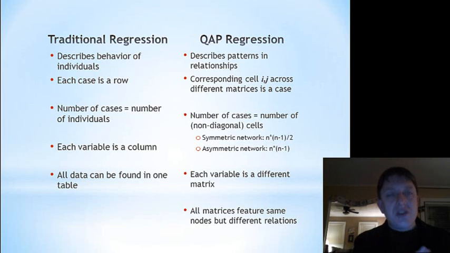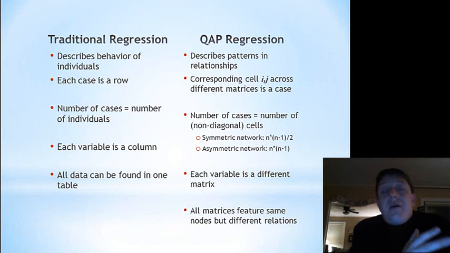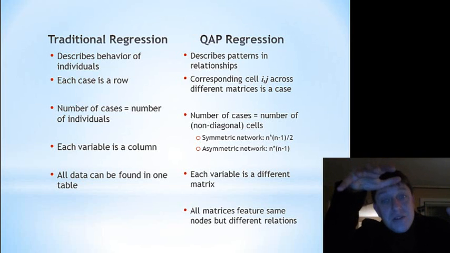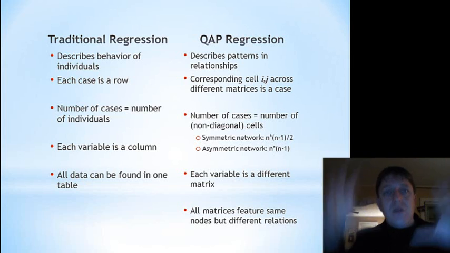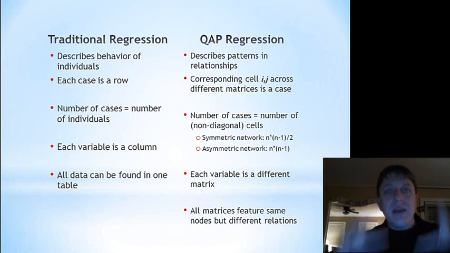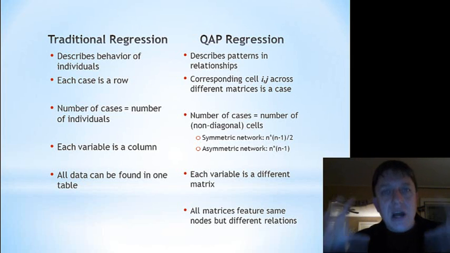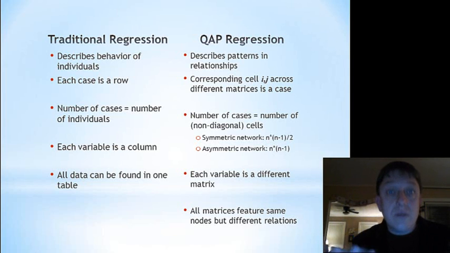In traditional regression, each variable is a column. But in QAP regression, each variable is measured using a different matrix, in which all matrices feature the same nodes but have different relations in the cells, representing a different idea. Each matrix represents a different idea about how the nodes could possibly relate to one another.